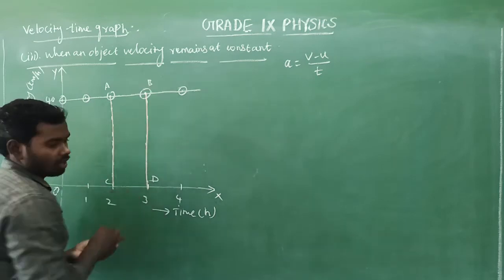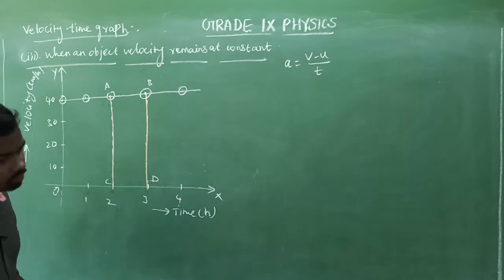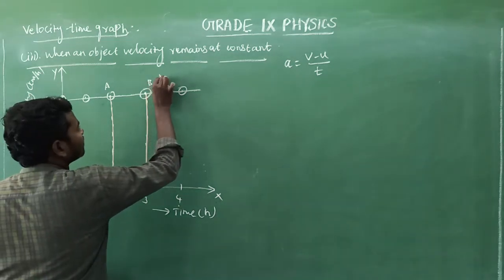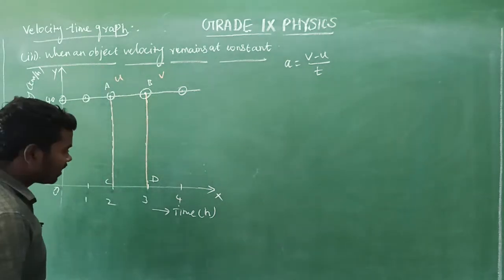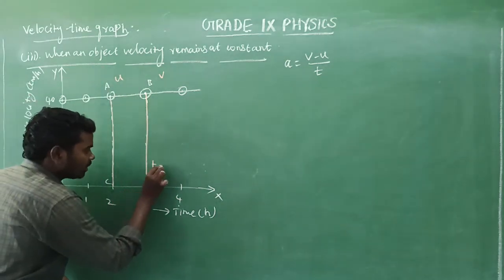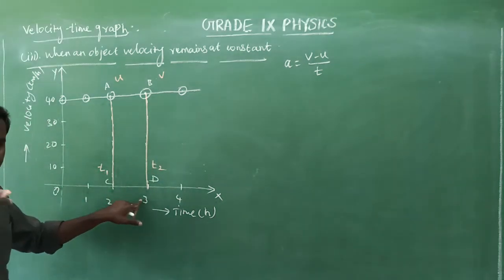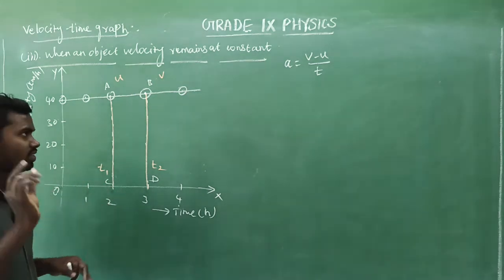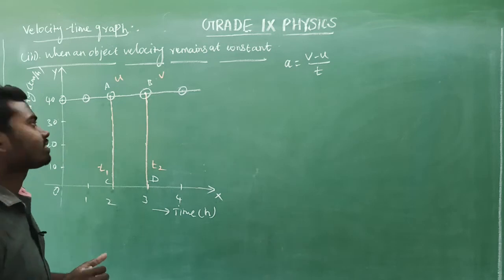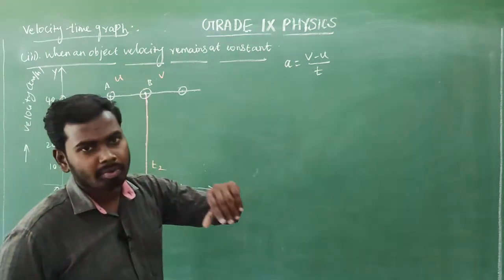I'll take a color chalk piece so you can see clearly. So this is the final velocity and this is the initial velocity of the object. Am I right? Yes. So this is time T2 and this is T1. 3 hours is T2 and 2 hours is T1. Now you find out the acceleration. Acceleration is equal to final velocity minus initial velocity divided by time taken.